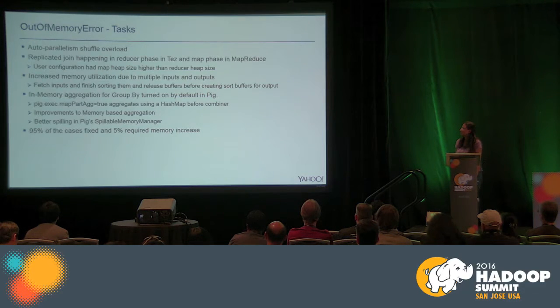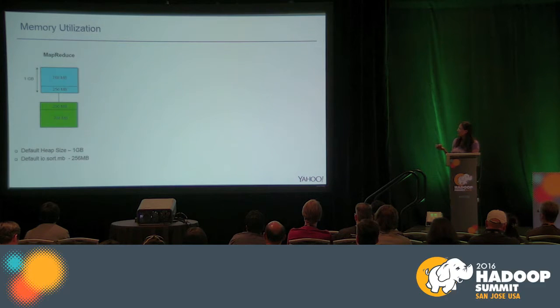Increased memory utilization due to multiple inputs and outputs. With MapReduce, in map you have an output phase where map outputs, and in reduce you have a shuffle input where you shuffle the input, just two sort buffers. You either had an output or an input. In Tez, what could happen is you can have both input and output, and you can have multiple of them. That adds a lot of memory pressure. And to add to that, we turned on in-memory aggregation for group by by default. We did not do that before. We had put in a lot of fixes and we ended up turning that on by default. With that, that added more memory pressure and we had to do better management of that.